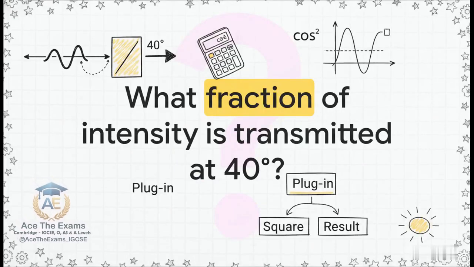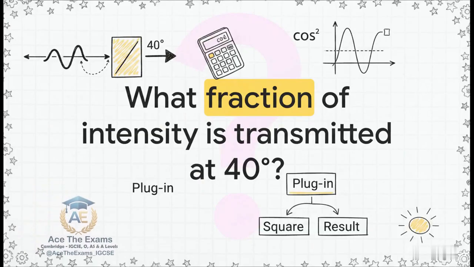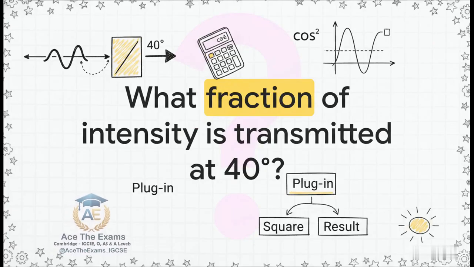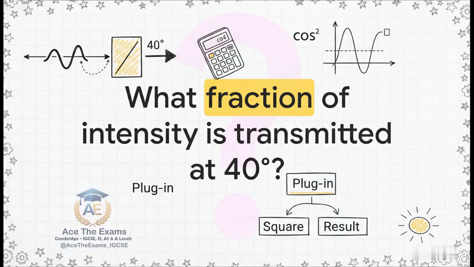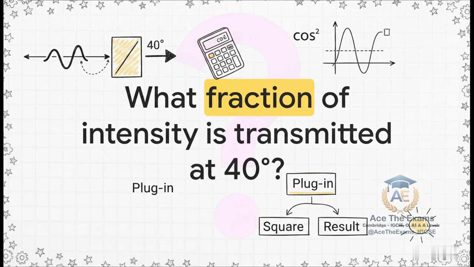So, let's test your exam mastery right now. A plane polarized beam hits a filter at exactly a 40-degree angle to its transmission axis. Grab your calculator, plug 40 degrees into Malus's law, and square the cosine to find the exact fraction of the original intensity that actually makes it through. Actually doing these calculations and proving it to yourself is exactly what turns a good student into an exam master.